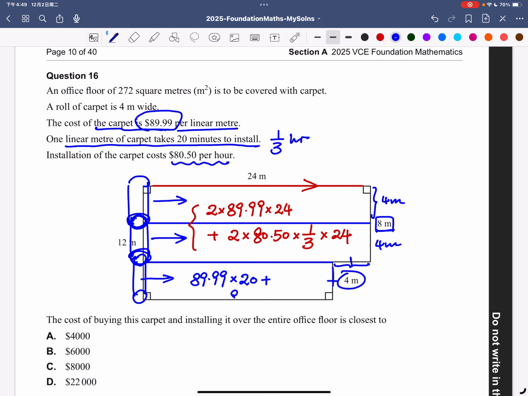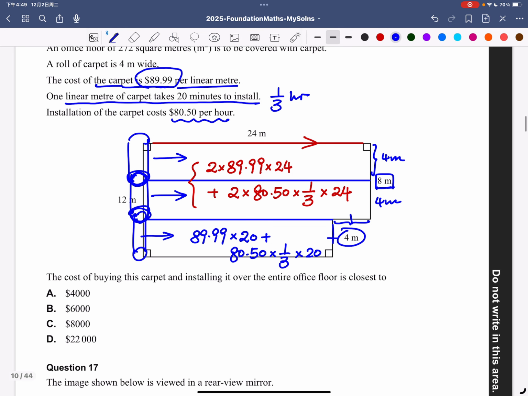So we have 80.50 multiplied by 1/3 multiplied by 20 linear meters. Eventually, we can add up the red numbers and the blue numbers, which I believe you should get from my previous calculation. I did this question before. 7299.986, if I'm not mistaken, and it's closest to option C.